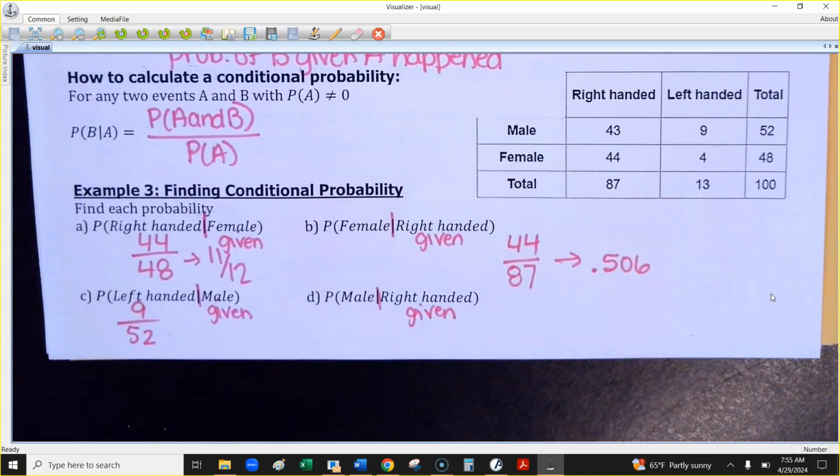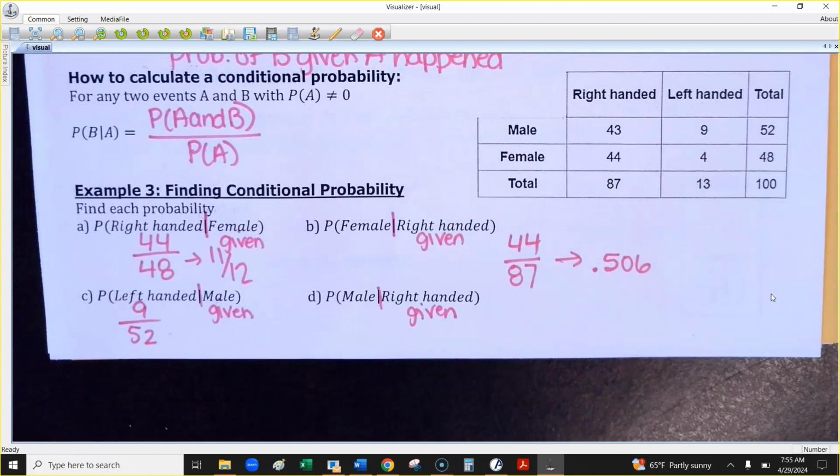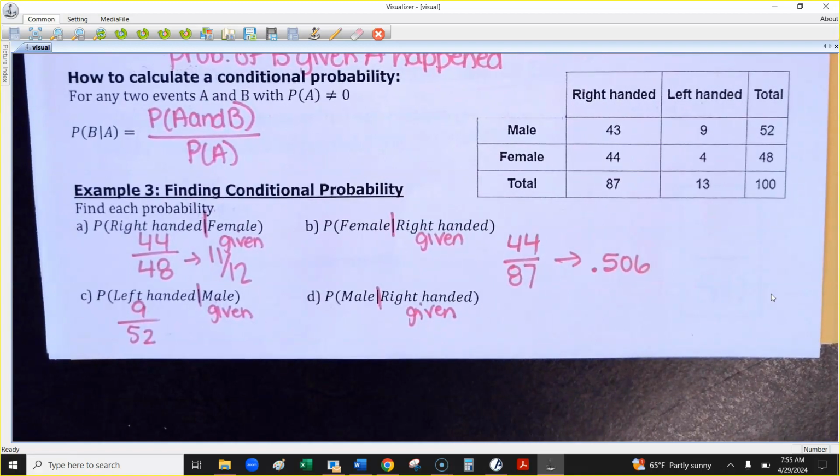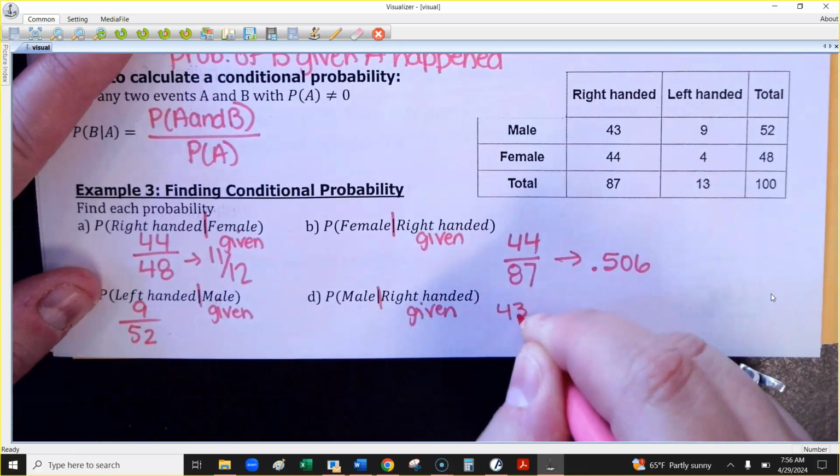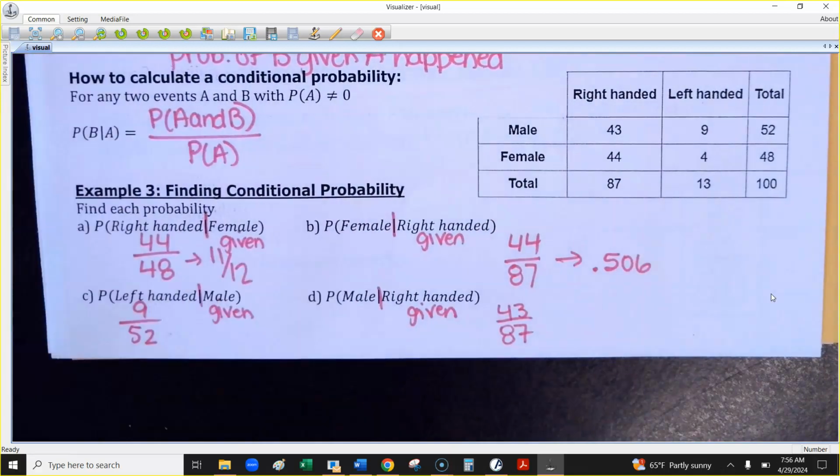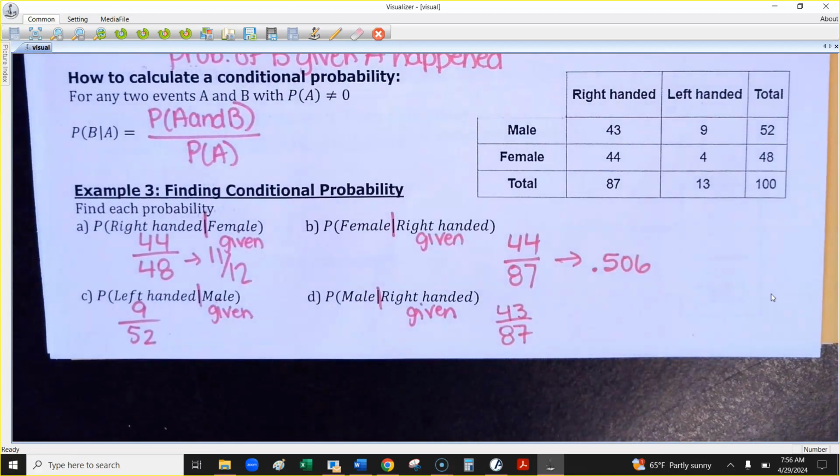Okay, what if I told you, what's the probability that I'm grabbing a male knowing that they're right-handed? Male knowing that they're right-handed. Yes, ma'am. 43 over 87. And that one doesn't reduce either. Does anybody have a question?